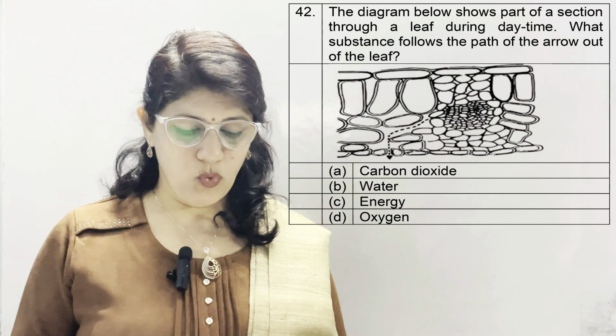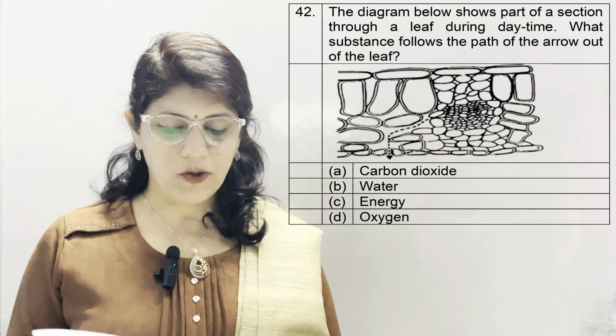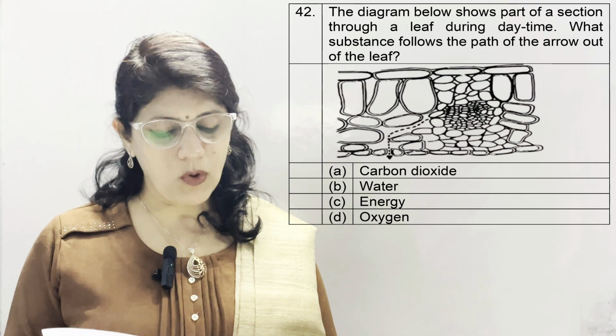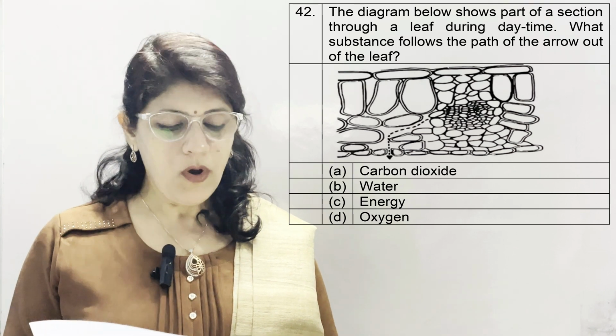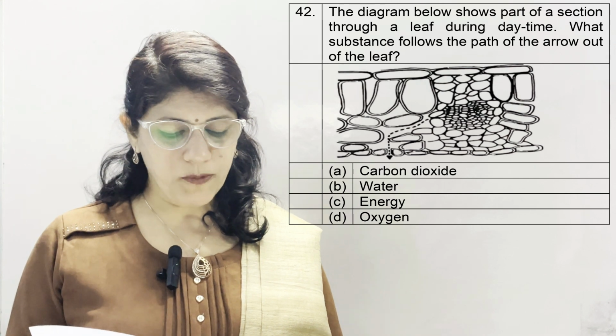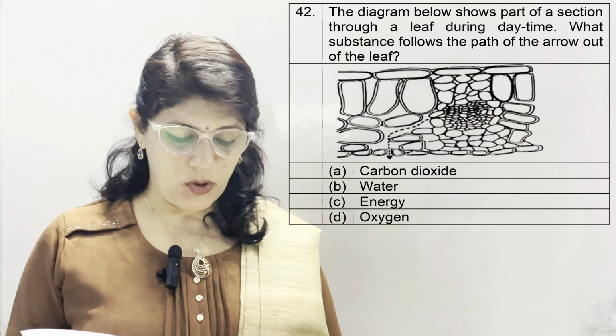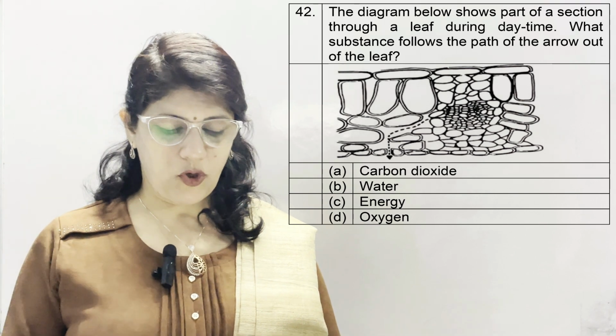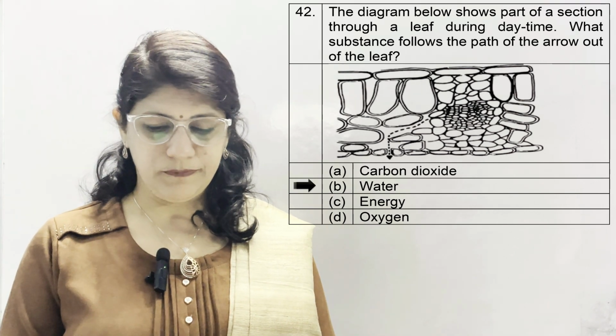Question number 42. The diagram below shows part of a section through a leaf during daytime. What substance follows the path of the arrow out of the leaf? A option carbon dioxide, B water, C energy and D oxygen. And here correct option is B, which is water.